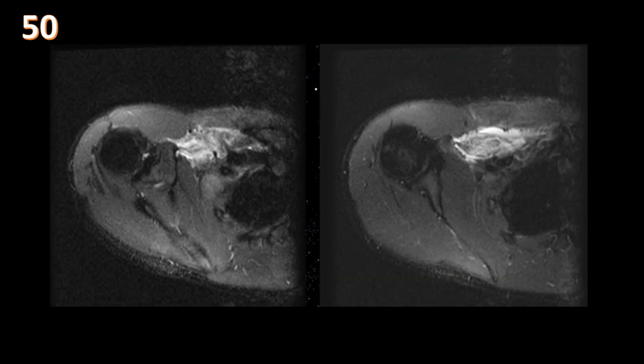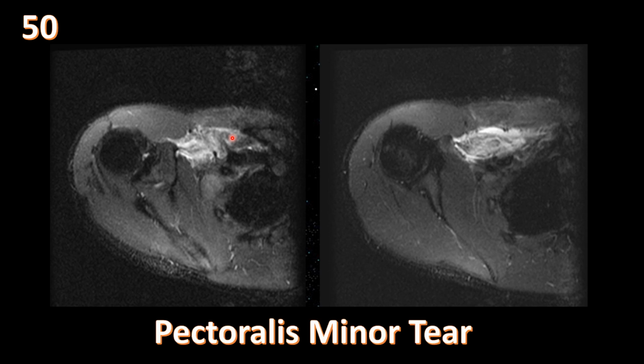Case number 50, we have axial images through the shoulder in a football player, and we see that there is edema here and throughout the muscle that attaches to the acromion, but that goes medial. And this is a case of pectoralis minor tear, and this is one of the cases that I put just to remind you that you kind of need to know your anatomy. There is edema and irregularity of a muscle, and if you know that the pectoralis minor inserts at the acromion, you know that there's a pectoralis minor tear.